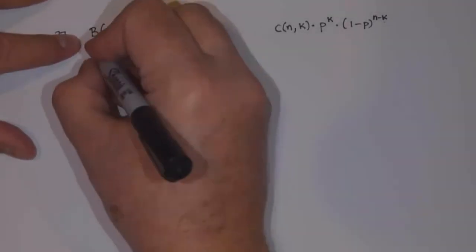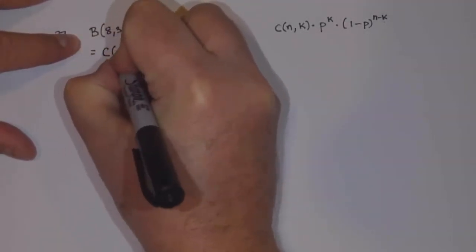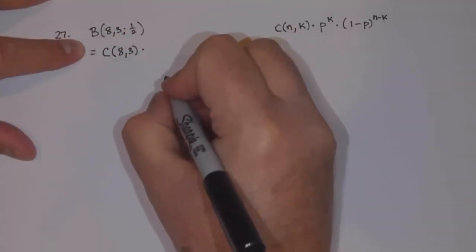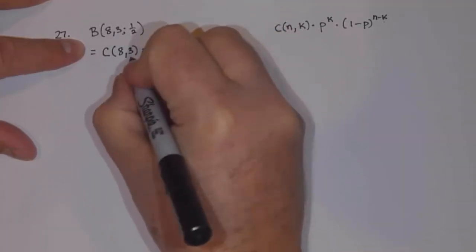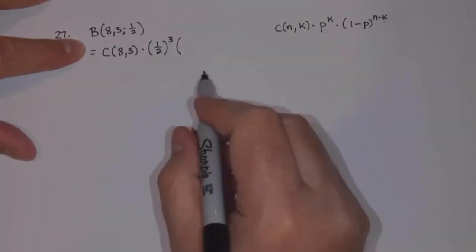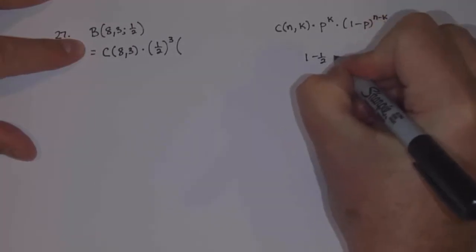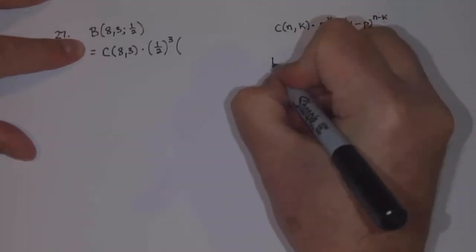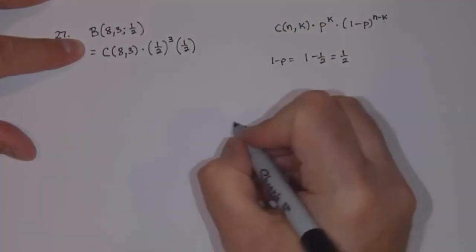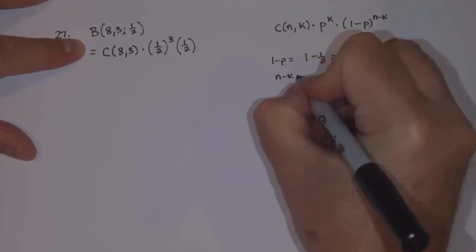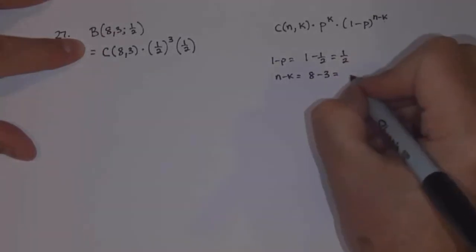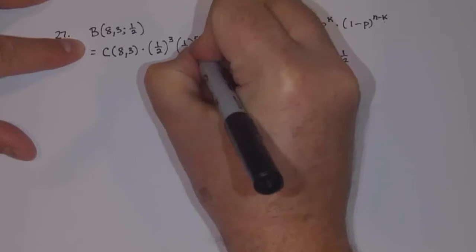Okay? So in this case, this is going to equal the combination of 8 choosing 3 at a time times p, that's the 1/2, raised to the k, that's the third power, okay, times 1 minus p. Now 1 minus a half will equal 1/2 as well. So 1 minus p is going to equal a half also in this case, okay? And in this particular case, n minus k would be 8 minus 3, and so that would equal 5. So that would be to the 5th power, okay?